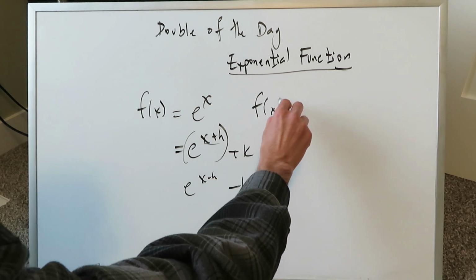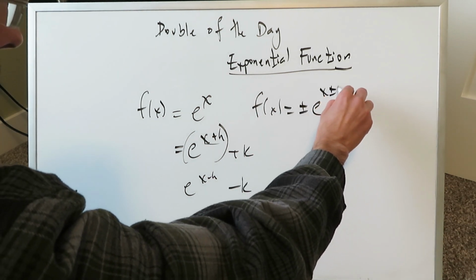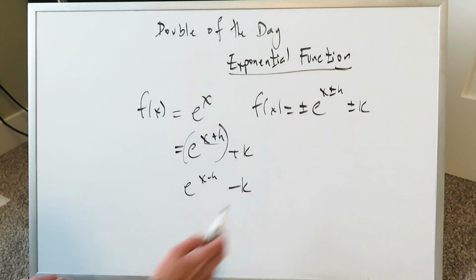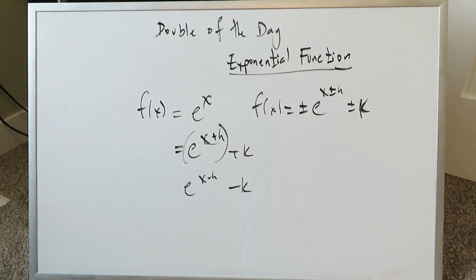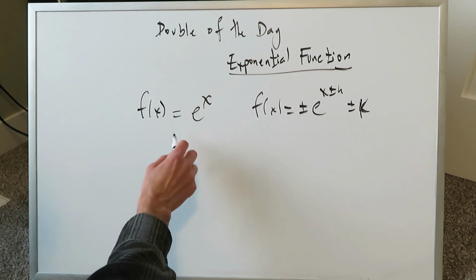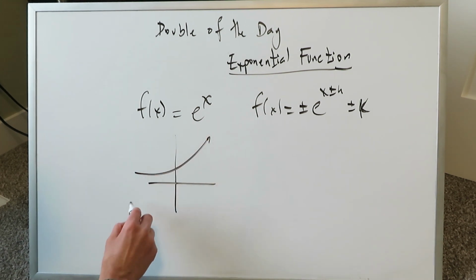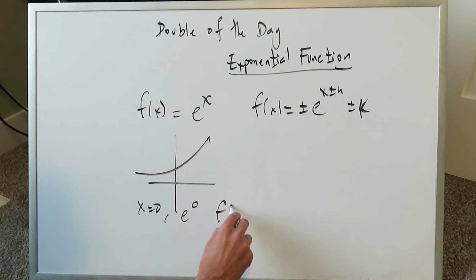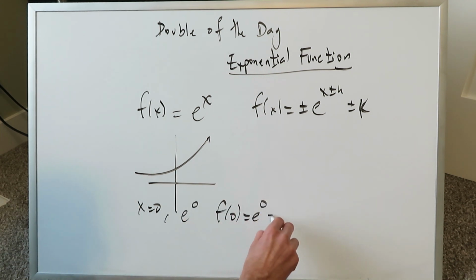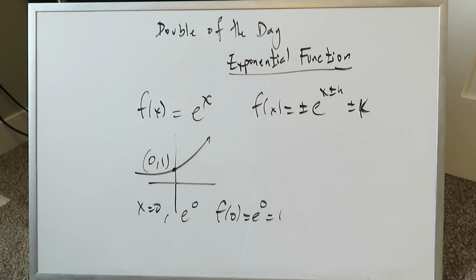Actually, we can very well demonstrate it as this plus or minus e to the x plus or minus h plus or minus k, with the reflection, the translation up and down, the horizontal, all of that coming into play. Very quickly, if you look at this exponential function, you have a graph which looks something like this. If x here were equal to 0, you'll have e to the power of 0. You're basically looking at f of 0 is equal to e to the 0, which is equal to 1, which is why you have a y-intercept of (0, 1).